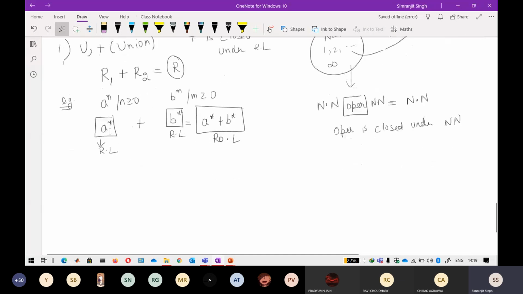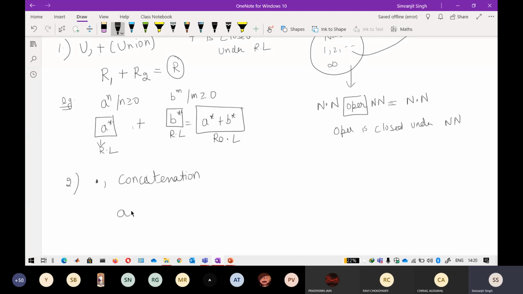In a similar way, another operator is concatenation, also denoted as dot. If you take the same example, you can write a raised to power n, which is a regular expression individually, and b raised to power m, which is also a regular expression. When you create a concatenation between them, it becomes a raised to power n, b raised to power m, where n and m are greater than or equal to 0. You can again draw a finite automata for this.